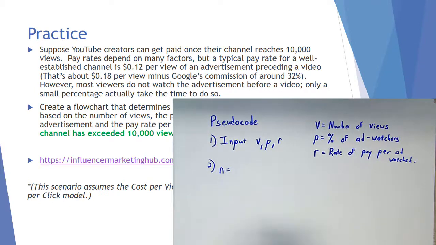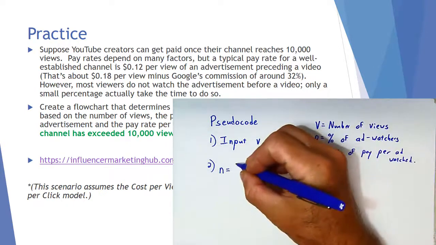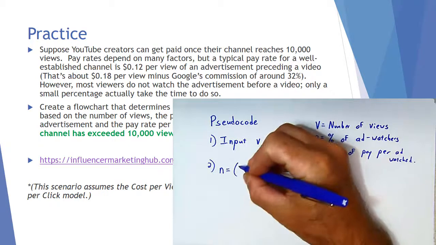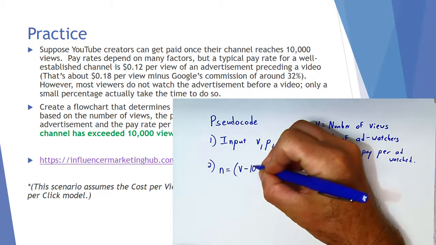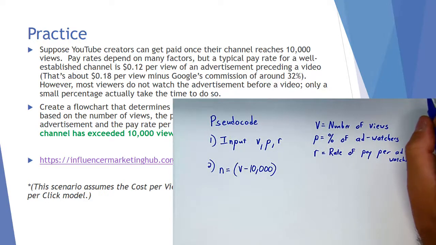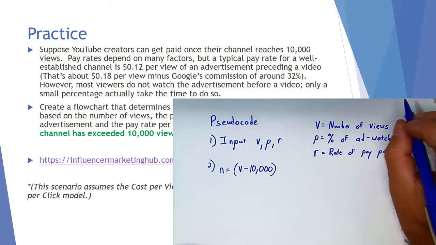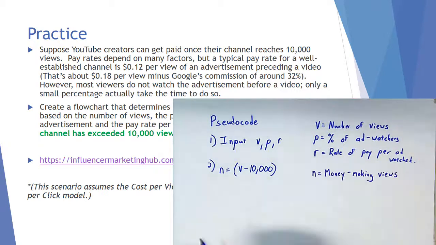Now, we have to account for the fact that they only get paid after 10,000 views. And so the first thing we need to do is we're going to let N be the number of money-making views, and the number of money-making views is going to be the number of views minus the first 10,000 which were not money-making. You're watching this lesson on YouTube right now, and it's nowhere near 10,000 views, so I'm not going to get paid.